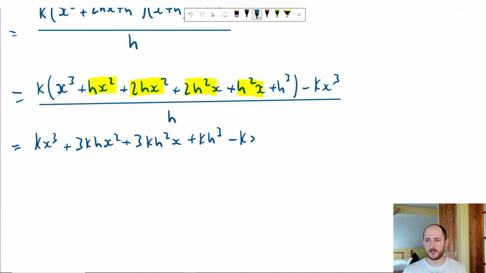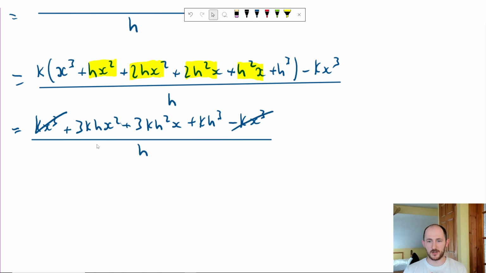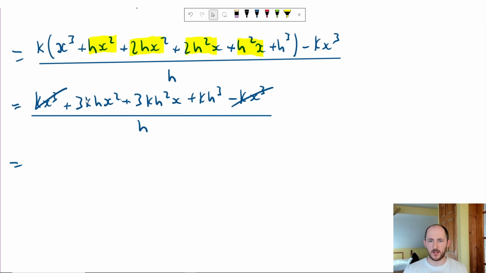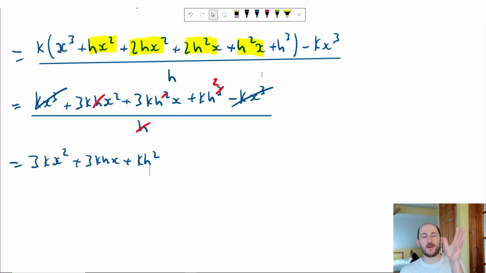I know, this looks very fun. Over h. Cool. The kx cubed and minus kx cubed cancel. Now if I do the division, what am I left with? Well, h cancels, h cancels, h cancels. So we're left with 3kx squared plus 3khx plus kh squared. Okay, now we go back to the limit.